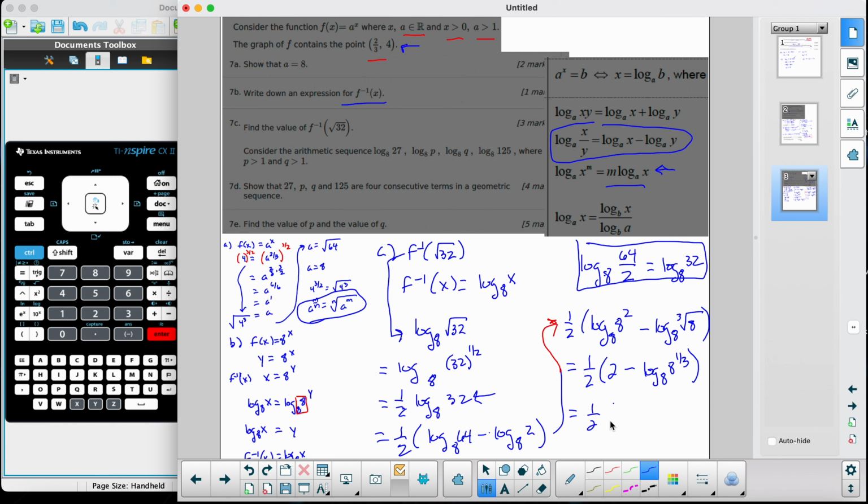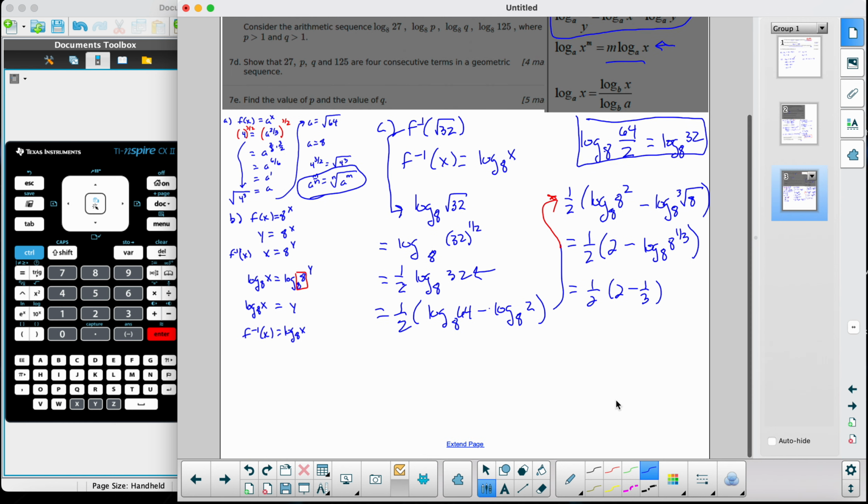So then that's 1/2 times 2 minus 1/3. Again, this is all to show you how to do it by hand. 1/2 times 6 over 3 minus 1 over 3, which is 1/2 times 5/3, which is equal to 5/6. Holy smokes.